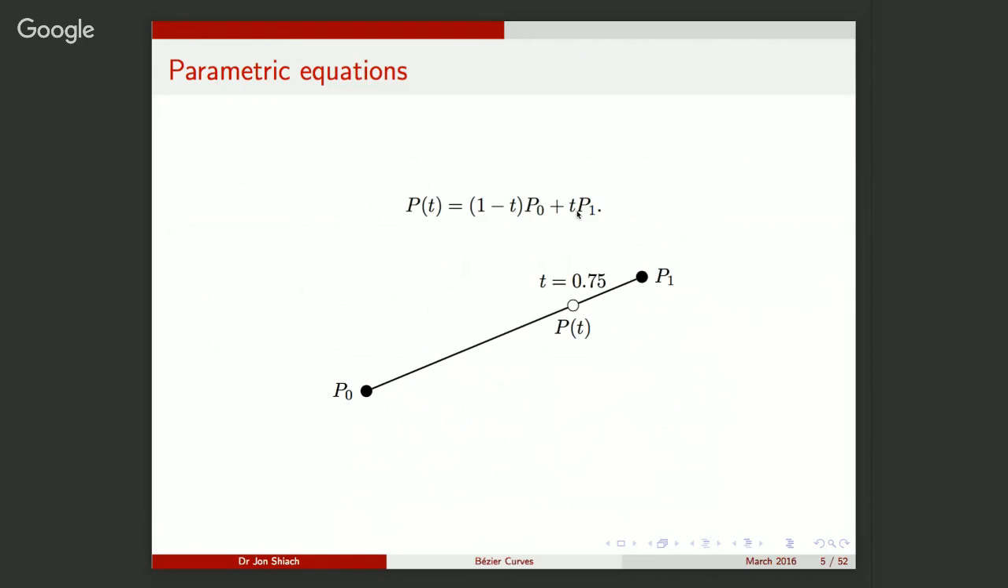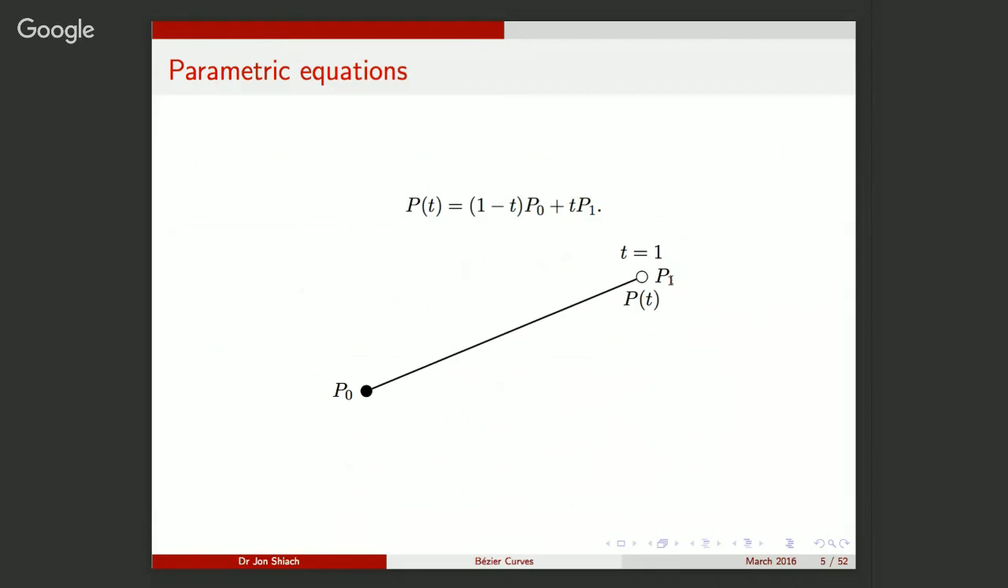And finally, when t is equal to 1, well, 1 minus t would be 0, and then you just have 1 lots of p1. So when t is equal to 1, you're actually at p1. So t is a parameter in the range 0 to 1, and that determines how far along that line you are. So that gives the coordinates of a point along that line, how far along.